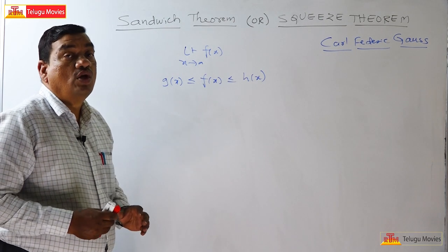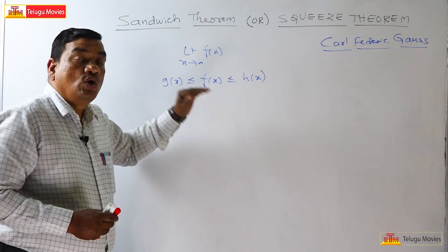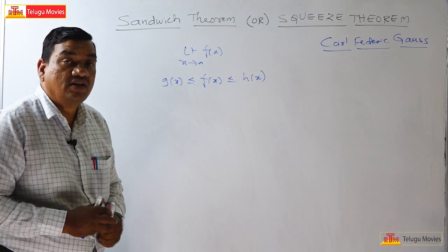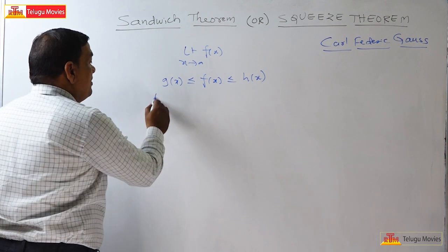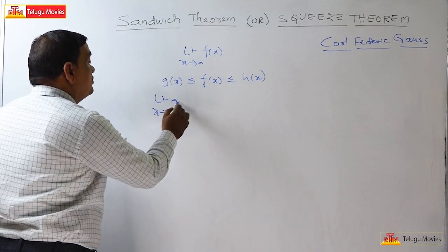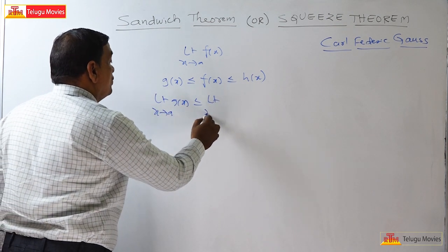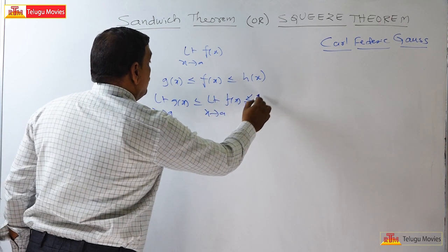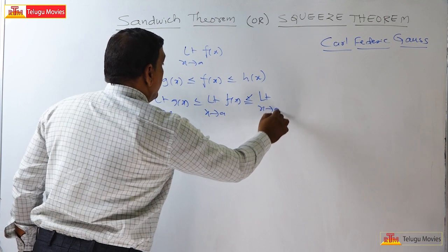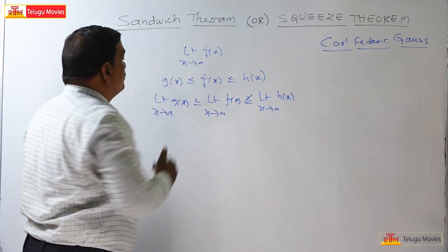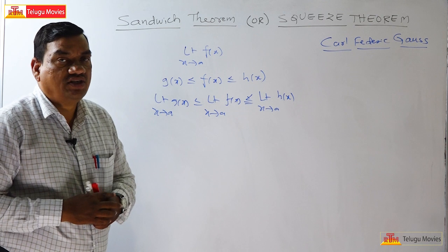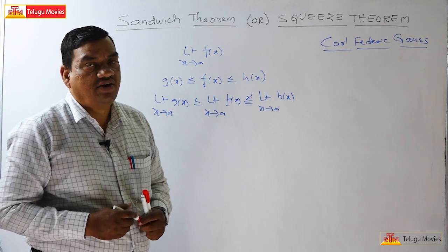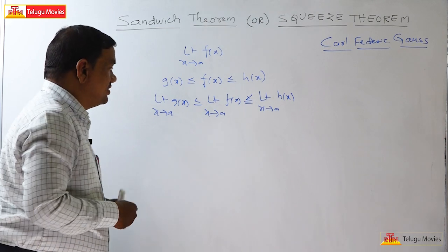If you are able to find two functions, h of x above the function and g of x below the function, then the limit as x tends to a of g of x is less than or equal to the limit as x tends to a of f of x, less than or equal to the limit as x tends to a of h of x. This gives the idea of the sandwich theorem. Okay, now let us define what the sandwich theorem actually is.